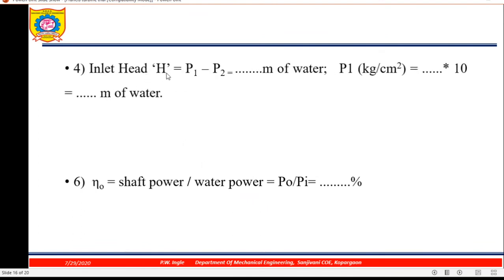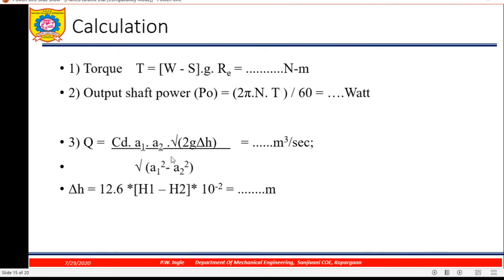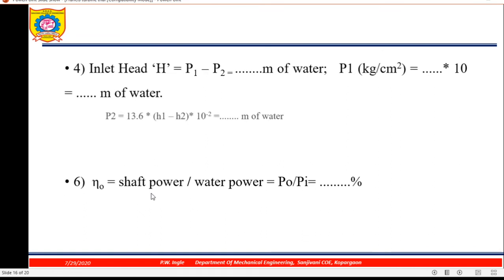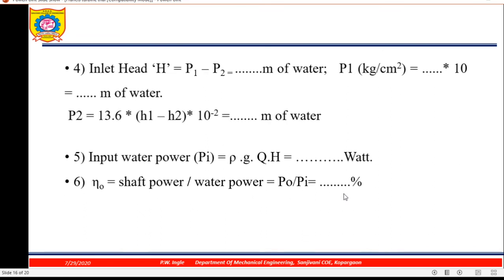And inlet head H. H is P1 minus P2. P1 is in kg per centimeter square, and P2 is 13.6 into (H1 minus H2). I told you the P1 you can take directly from the pressure gauge reading, and P2 you can take from the manometer reading. And this delta H is related to the venturimeter. Then calculate overall efficiency, shaft power upon water power.